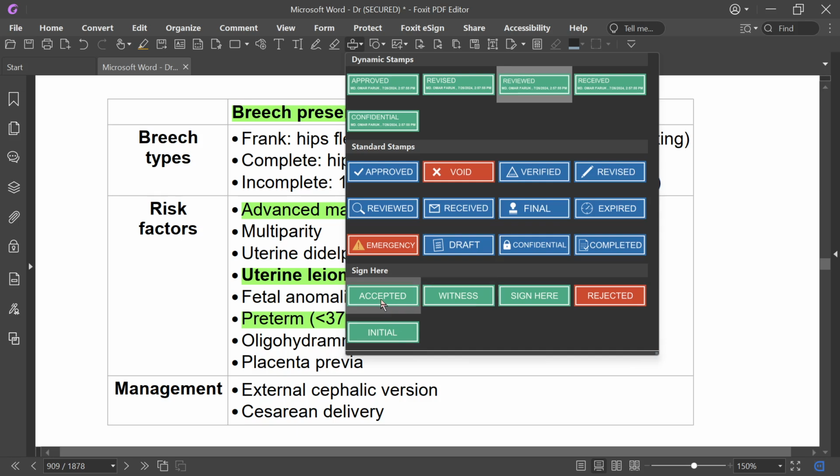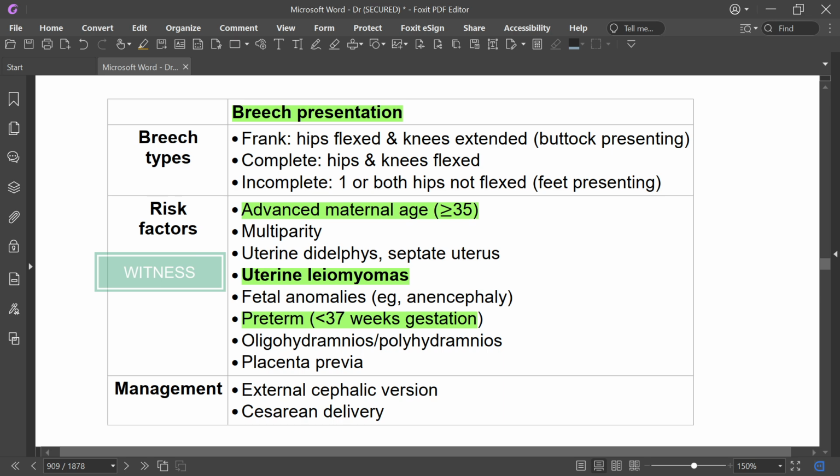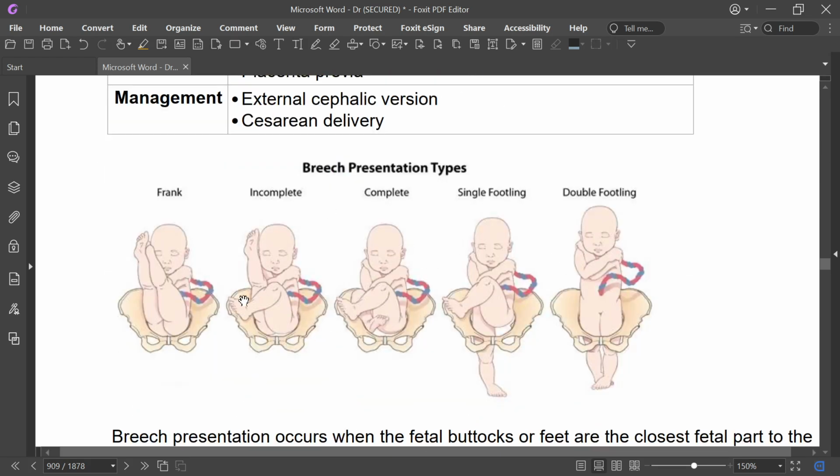This box is very high yield. This should be thought of as a witness. These are the breech.